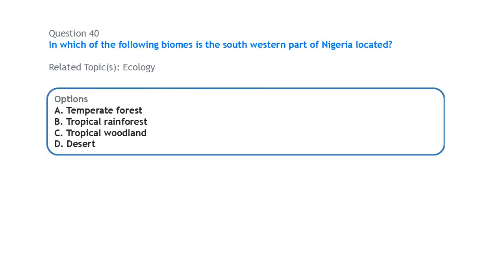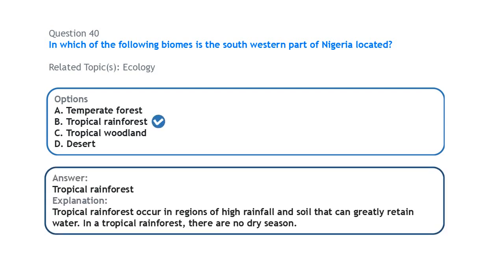Also on ecology, in which of the following biomes is the southwestern part of Nigeria located? This is a question on local biome. That is in the tropical rainforest. The southwestern part of Nigeria is located in the tropical rainforest, which are regions of high rainfall.